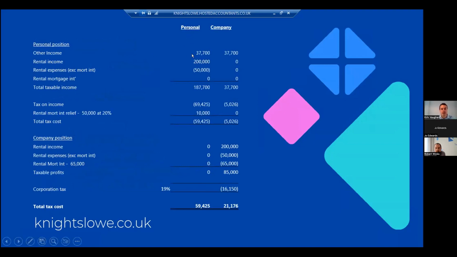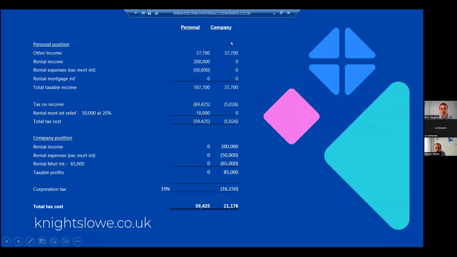So obviously everything is owned by the individual. So there will be income tax payable on the rental income and the pension income. And we can see that the taxable income is £187,700. That is the £150,000 worth of rental income. You'll see that we don't get tax relief at this point for the mortgage interest. The tax on that £187,700 is just under £70,000, so £69,425. We then get a 20% deduction on the mortgage interest costs, which is £10,000, giving us a total tax cost of £59,425.